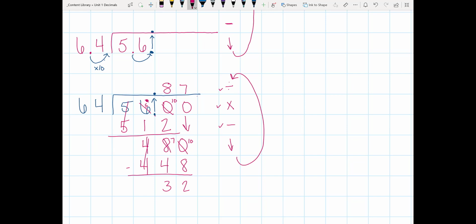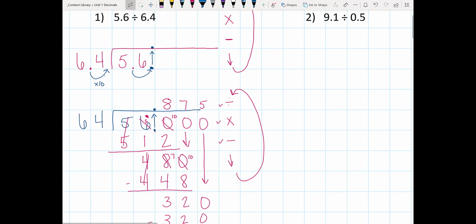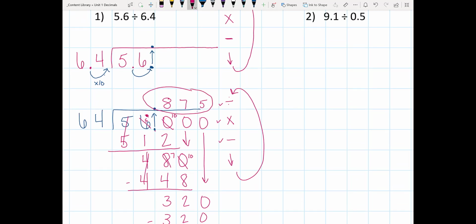We're in the same position where 64 can't go into 32. We have to add another placeholder up here. 64 does, however, go into 320. It actually goes in nice and evenly, right at 5. 5 times 64 is 320. Then you subtract: 0, 0, 0. Just a good double check, and our answer is 0.875. When we read this number, we would say 875 thousandths because the last digit is in the thousandth place.